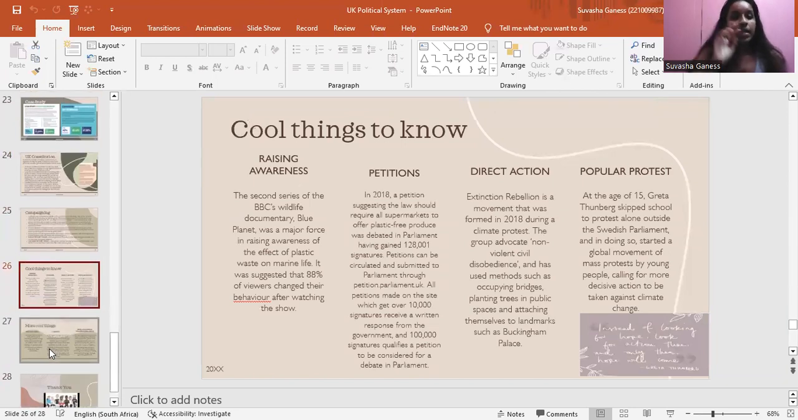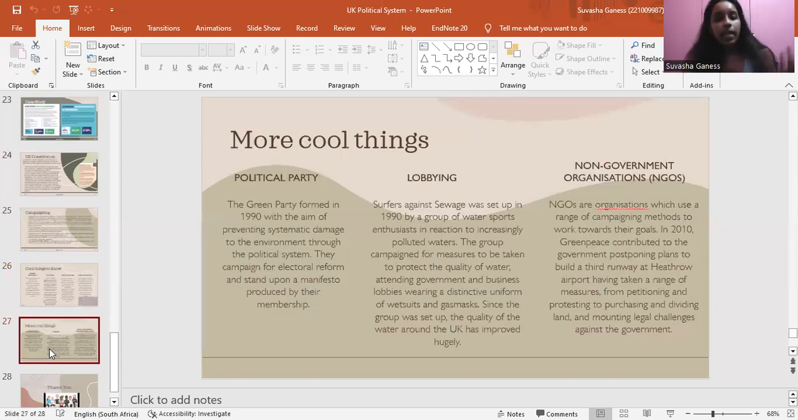Slides 26 and 27 are just useful things that I think you guys could use in terms of being able to use examples in debates, so examples where raising awareness has worked, examples where using petitions has worked, examples where direct action has worked, where someone has done a popular protest and it's worked. Then here we're looking at political party, like the Green Party. Then we're looking at lobbying, and last we're looking at NGOs. So these are things that you can use as examples when you're arguing to show that these specific things actually help in debate, where you talk about political systems and where you're trying to advocate for political systems, for example, lobbying. So using an example of where lobbying has actually worked, right?